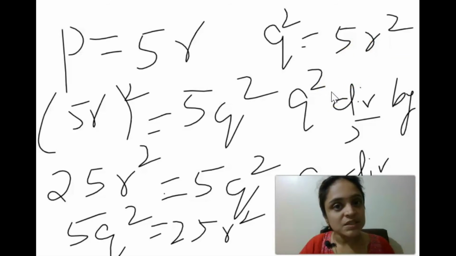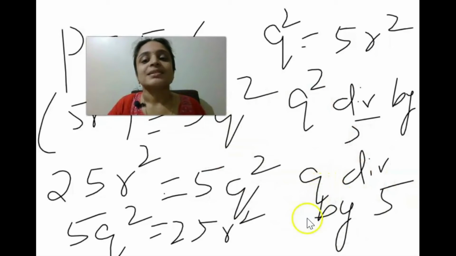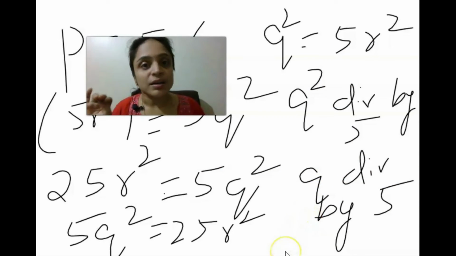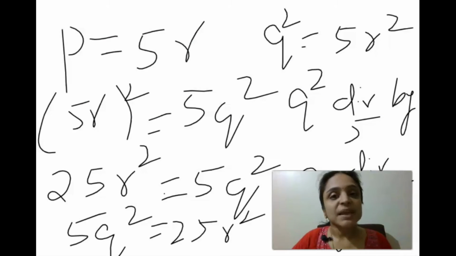If q square is divisible by 5, q is divisible by 5. So we got p and q are divisible by 5, which means p and q are not co-primes. That is, they don't have any factors in common. So the assumption that p and q are co-primes was wrong, which means the assumption that root 5 is a rational number is wrong. That is, root 5 is an irrational number. So you can prove these type of questions by this method. Understood? This is very easy.